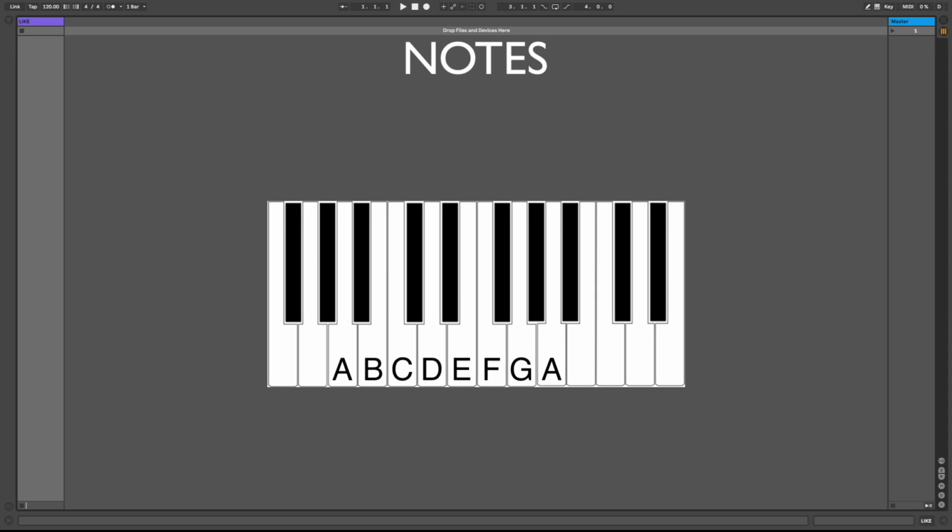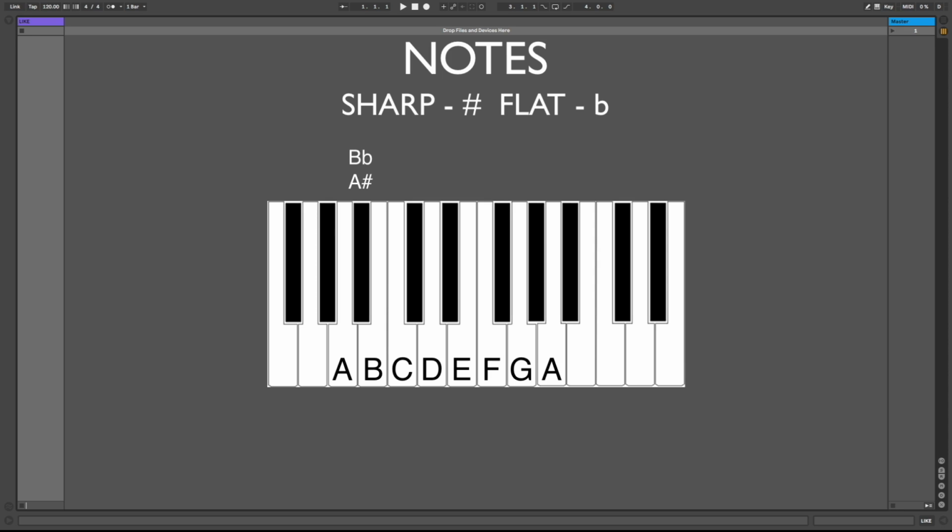The black keys also have the letters A through G assigned to them, but we use sharps and flats to describe them. So the black key above A can be known as either an A sharp or as a B flat, and it is written in this way. The name you use changes depending on the situation.